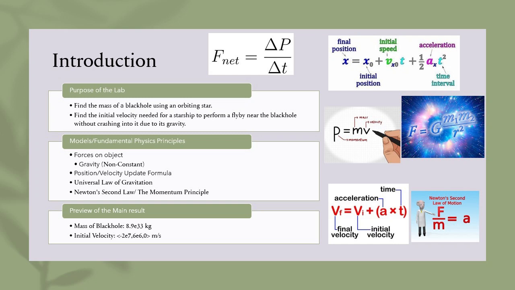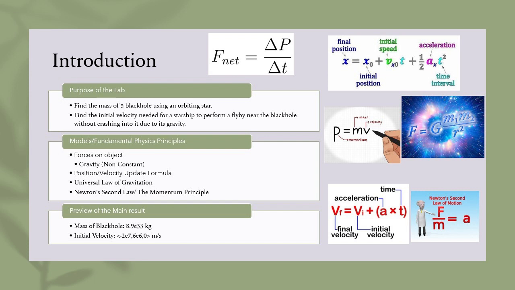Introduction. The purpose of this lab is, in part 1, to find the mass of a black hole using an orbiting star and its properties, and in part 2, to find the initial velocity needed for a starship to perform a flyby near the black hole without crashing into it while launching from a nearby planet.